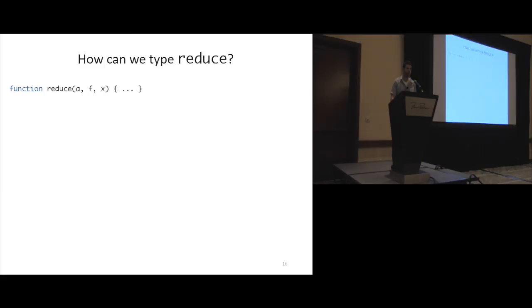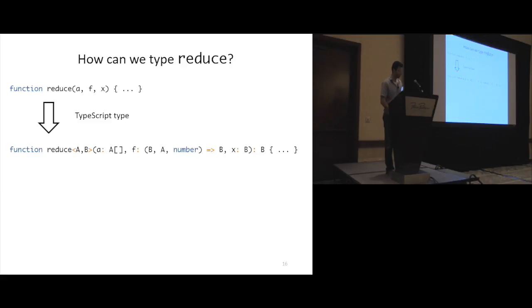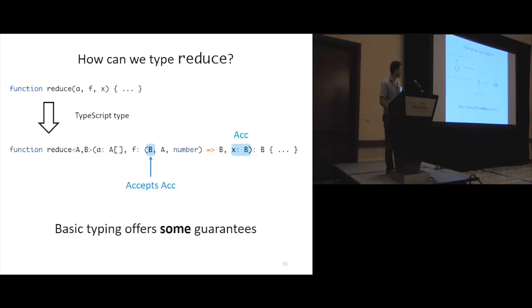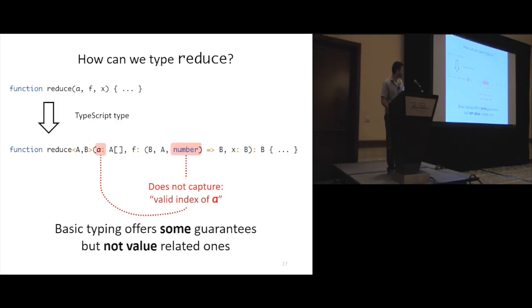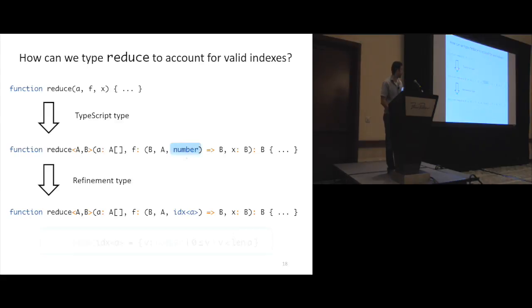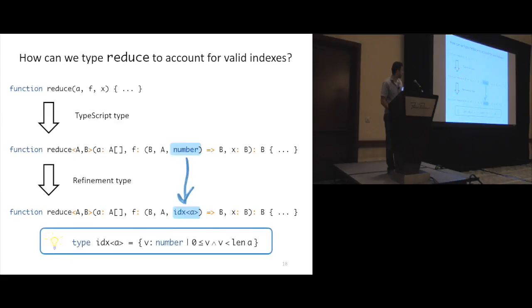So how can we use this now to type the apply a TypeScript type. We'll express the fact that the function f accepts. Not doing really well at capturing the intuition. So to do that, we can use a refinement type, third parameter with a valid index that we saw earlier.